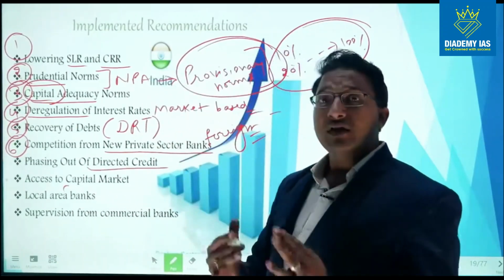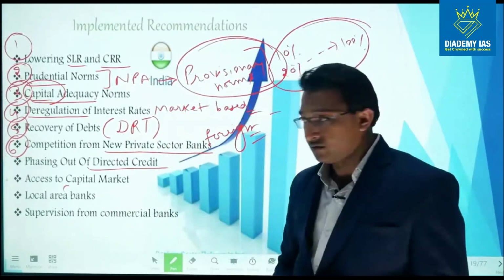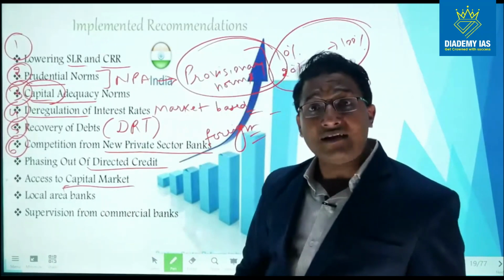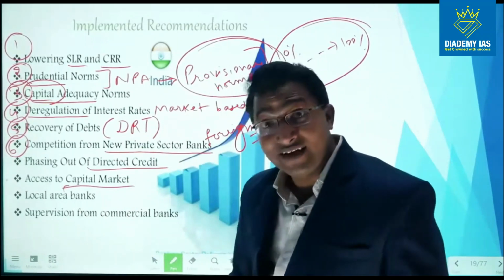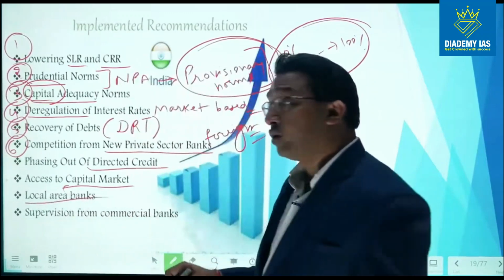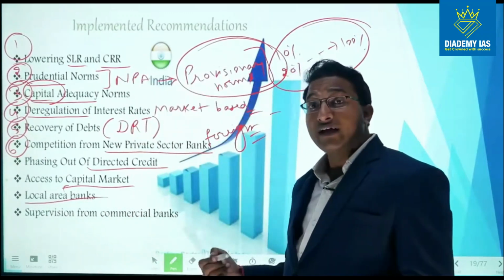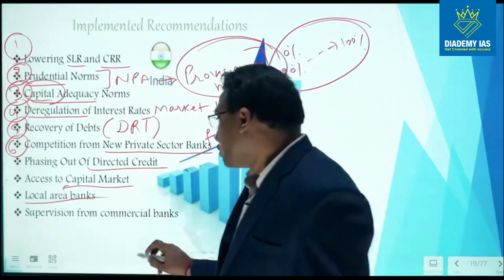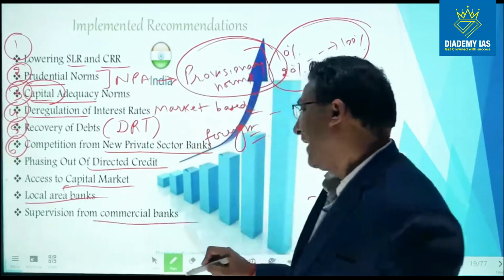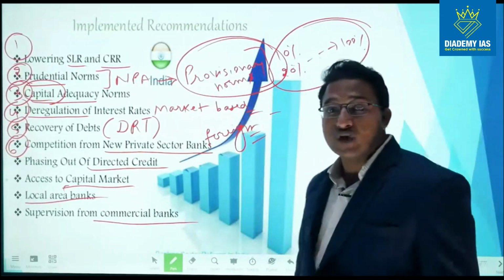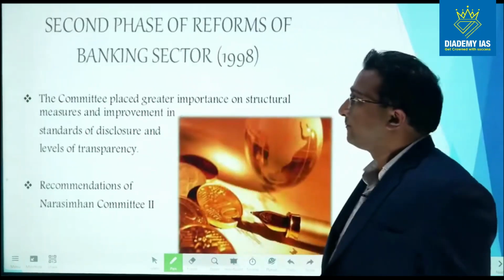Phasing out of directed credit. So control over the credit was minimized. Access to capital markets: the banks can go to the capital markets, they can issue capital, and they can raise the amount of capital. Local area banks were started so that the era of specialization can be there. Supervision of the commercial banks was relaxed. So RBI supervision over the commercial banks was relaxed.